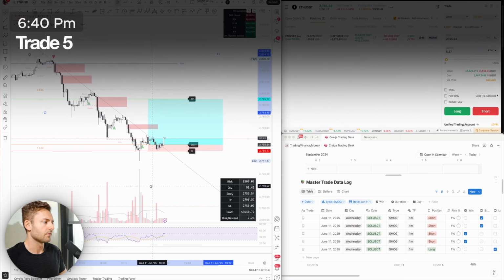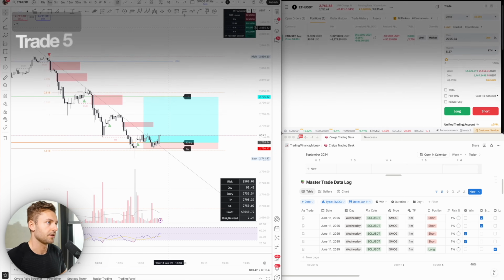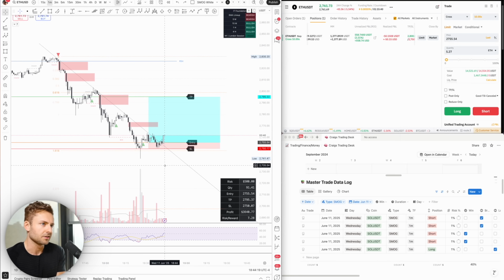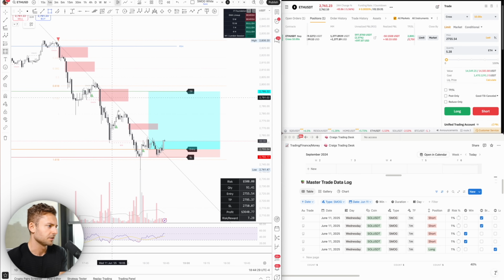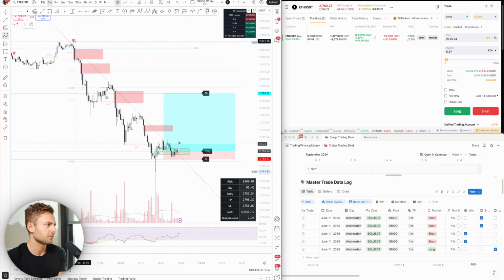So I did, however, find a new setup here on Ethereum, because Solana started to die price action wise. So we got dinner here in a little bit with the Subsquid team. I did want to potentially get into a trade, and I'll show you what I was thinking. So you'll see price was pushing down consistently.